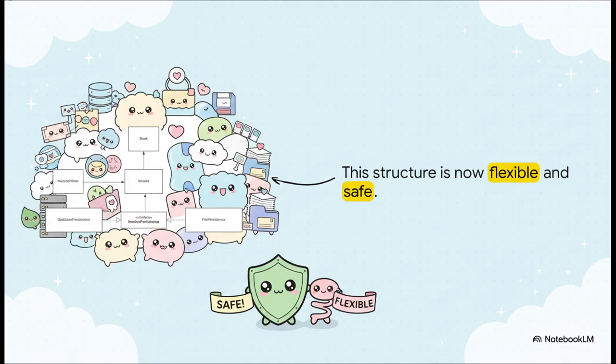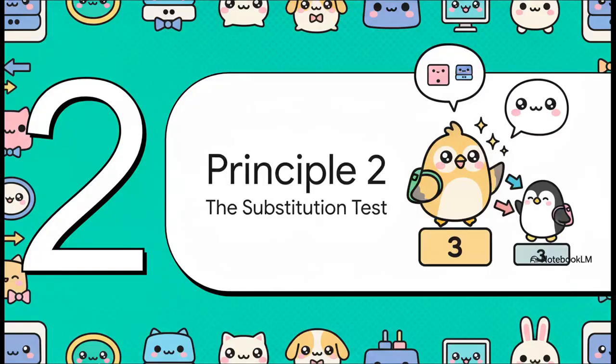We just add a new class. We don't touch the old ones. It's flexible, it's safe, it's fantastic. Okay, let's shift gears to our second principle, the Liskov substitution principle, or LSP for short. Now, this one is all about making sure that when we create parent-child relationships between our classes, inheritance, it all actually makes logical sense and doesn't create bizarre, unexpected problems down the line.